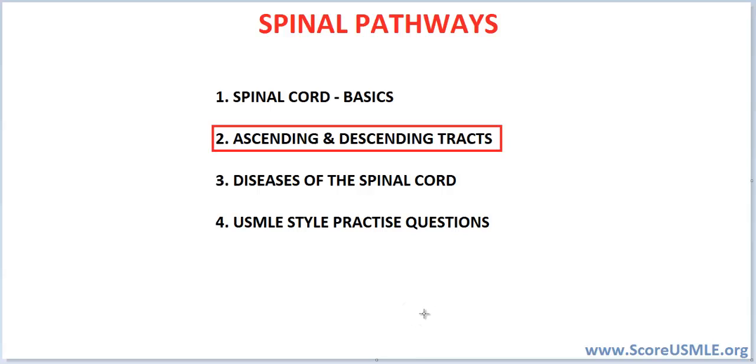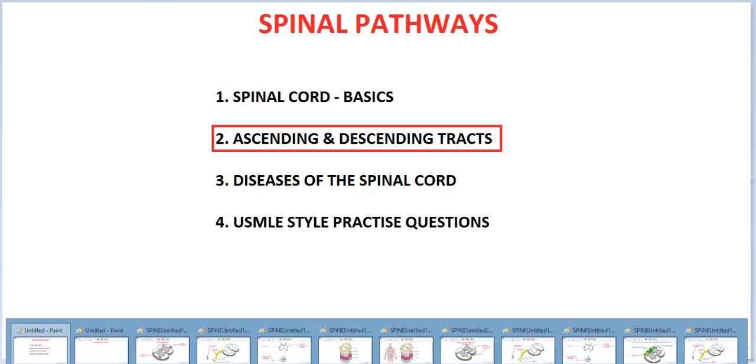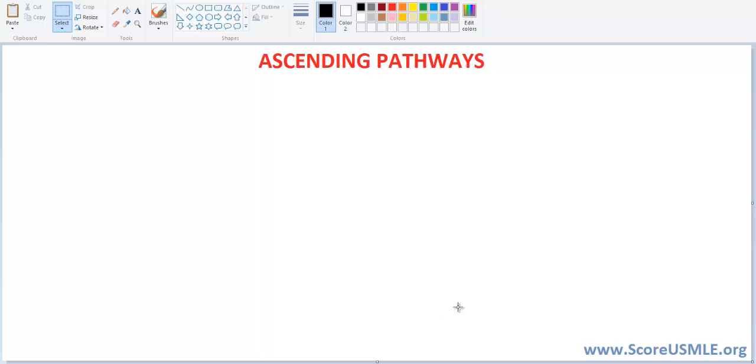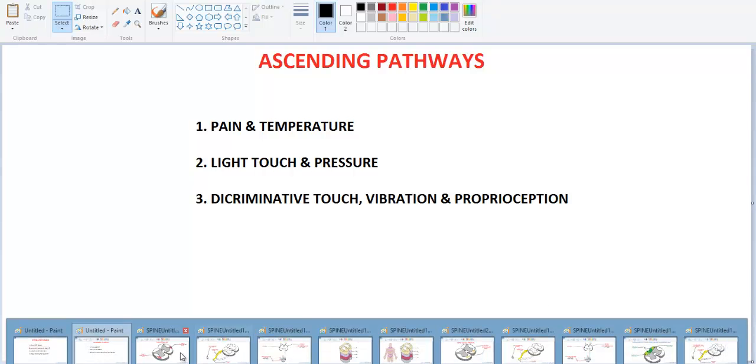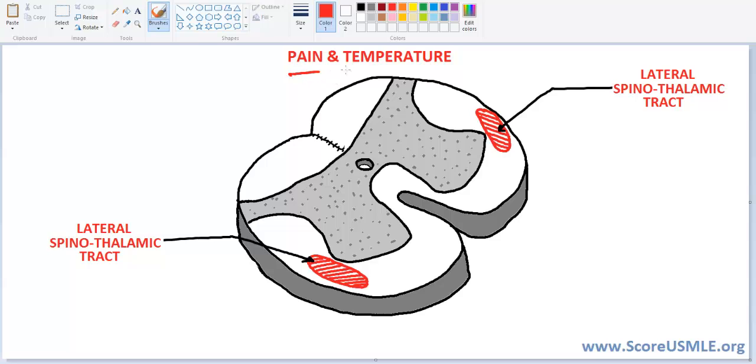This is the second lecture in the Spinal Pathways series, and we are studying the ascending and the descending tracts. In the ascending pathways, we'll be studying the pain and temperature pathway, the light touch and pressure pathway, and the discriminative touch, vibration and proprioception pathways. So beginning with the pain and temperature pathways.